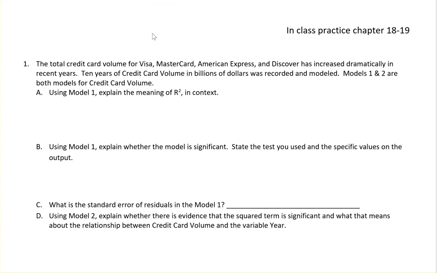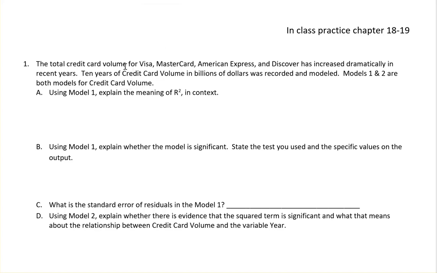It says the total credit card volume for Visa, MasterCard, American Express, and Discover has increased dramatically in recent years. Ten years of credit card volume in billions of dollars was recorded and modeled. Model 1 and Model 2 are both models for the credit card volume. Alright, so question A: using Model 1, explain the meaning of R squared in context.